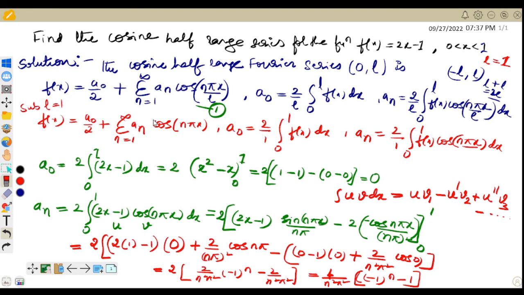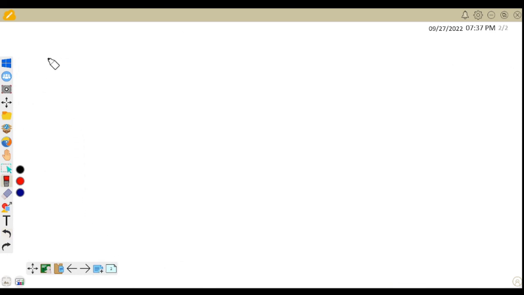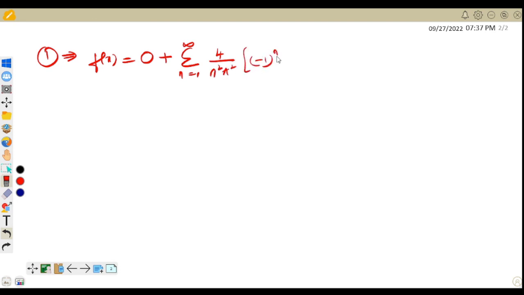Therefore, what is the required cosine half-range Fourier series? Equation number 1 becomes f of x equal to a naught value, which is 0, plus summation n runs from 1 to infinity of a n value, 4 by n square pi square into minus 1 whole raised to n minus 1, into cos n pi x. This is the required Fourier series.